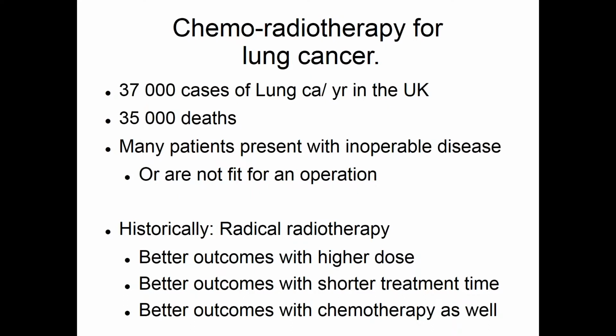So historically, from an oncological point of view, those patients who've got relatively limited disease but can't have an operation have had radical radiotherapy, and in broad terms we know that we get better outcomes with higher dose, better outcomes with shorter treatment time, and better outcomes if you add chemotherapy. But exactly what the best treatment is remains rather uncertain.